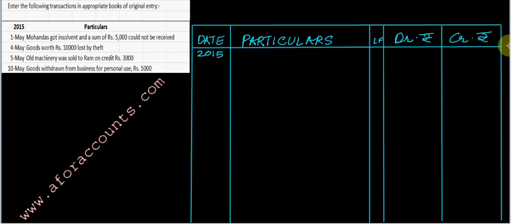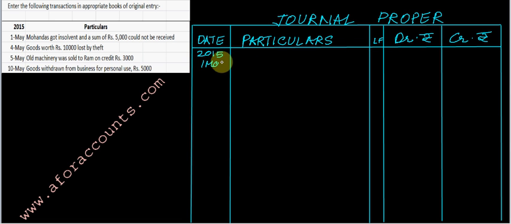10th May, goods withdrawn from business for personal use. This is a drawing entry, again in journal proper. So I'll start making a journal proper. Journal proper. And keep doing entries as you do in your basic journal.